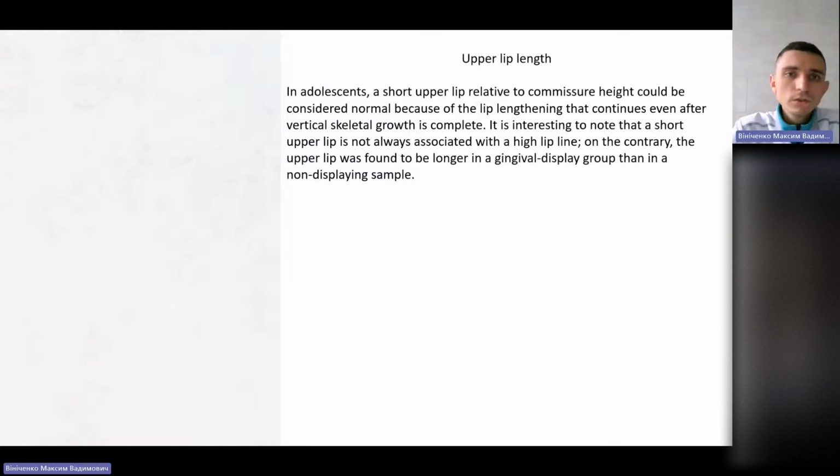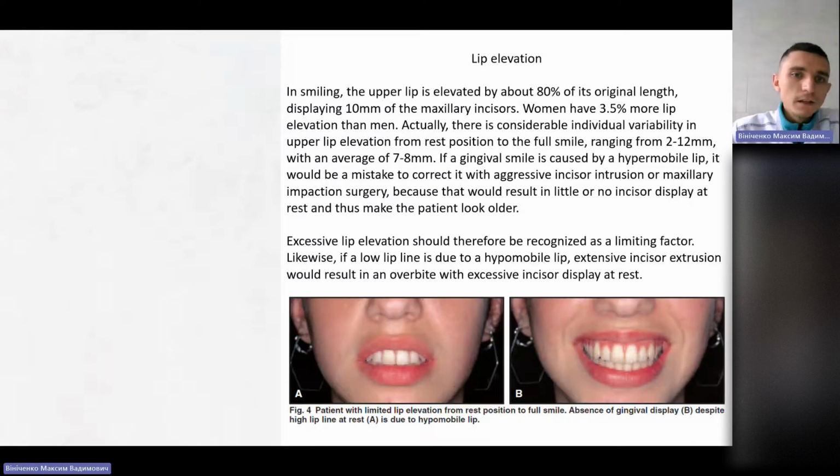It is interesting to note that a short upper lip is not always associated with a high lip line. On the contrary, the upper lip was found to be longer in a gingival display group than in a non-display sample. So the next is the lip elevation.